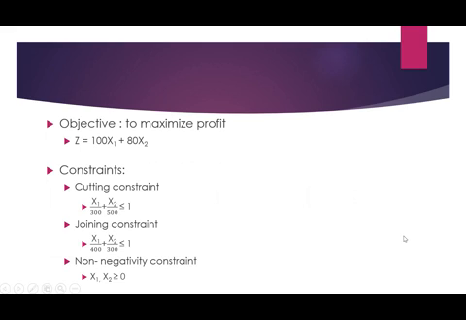So now let us look at how the objective function would be. Objective function very much similar to all the previous problems that we saw. Z is equal to 100 x1 plus 80 x2. 100 is the profit for per unit of round tin. 80 is the profit per flat tin. Fine. Coming to the cutting constraint.